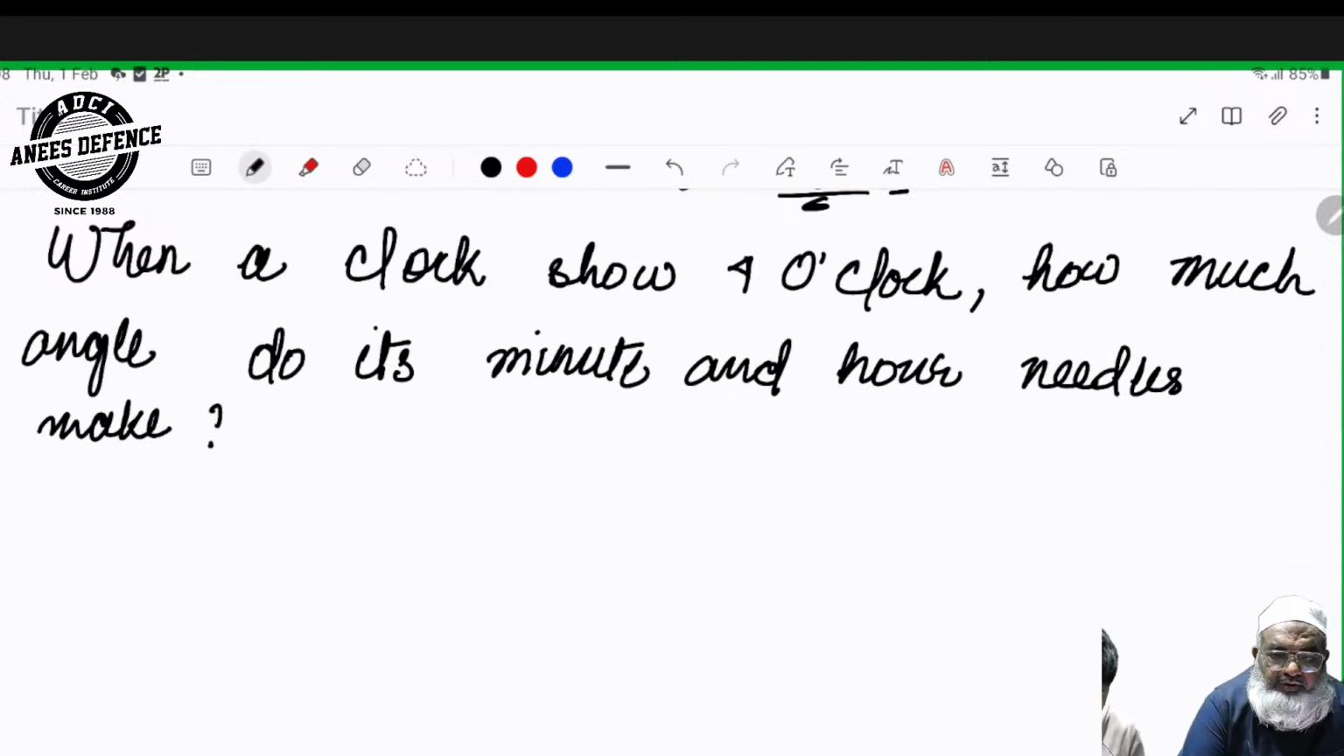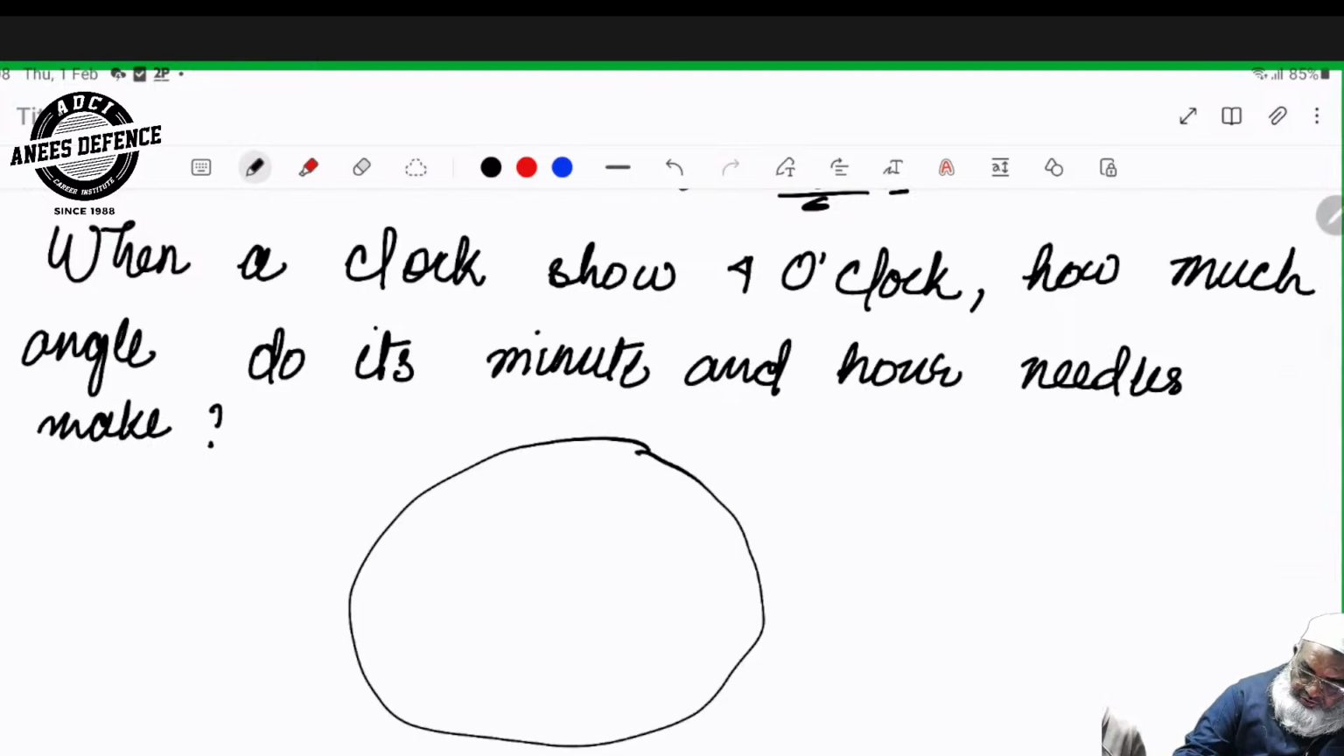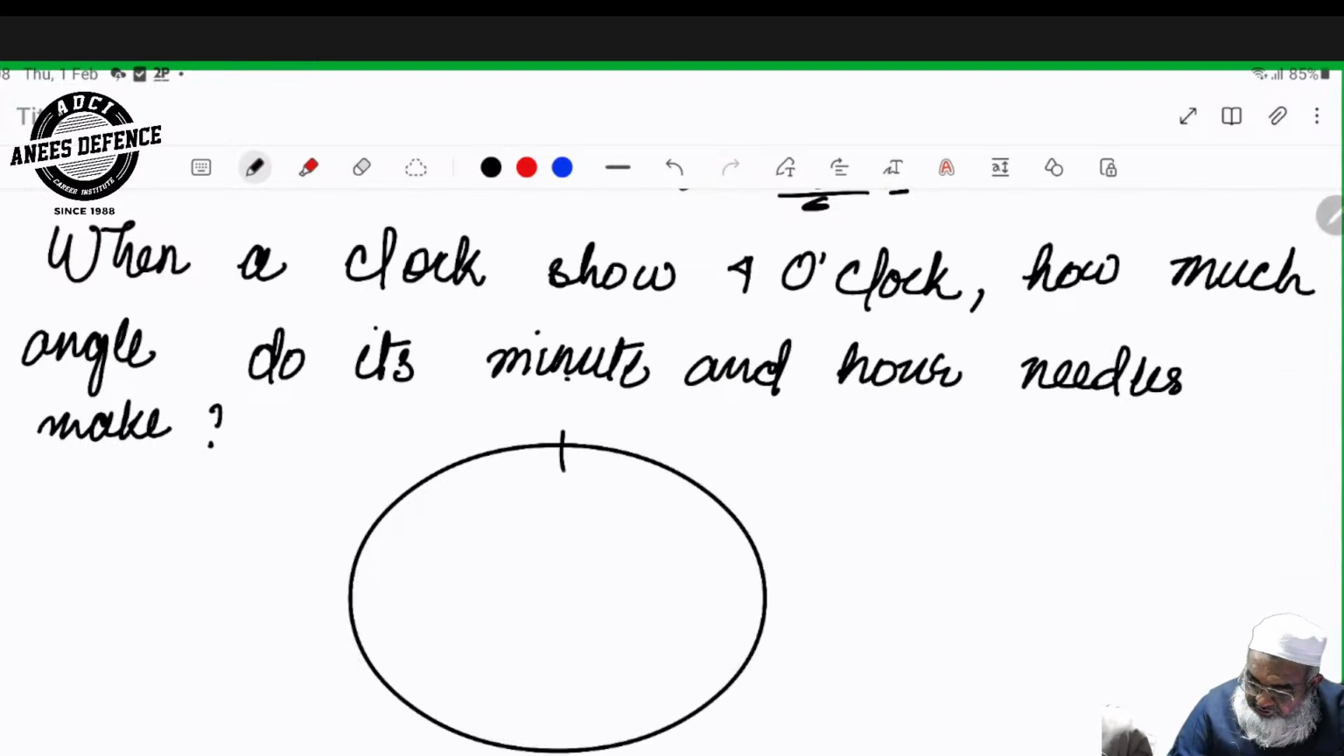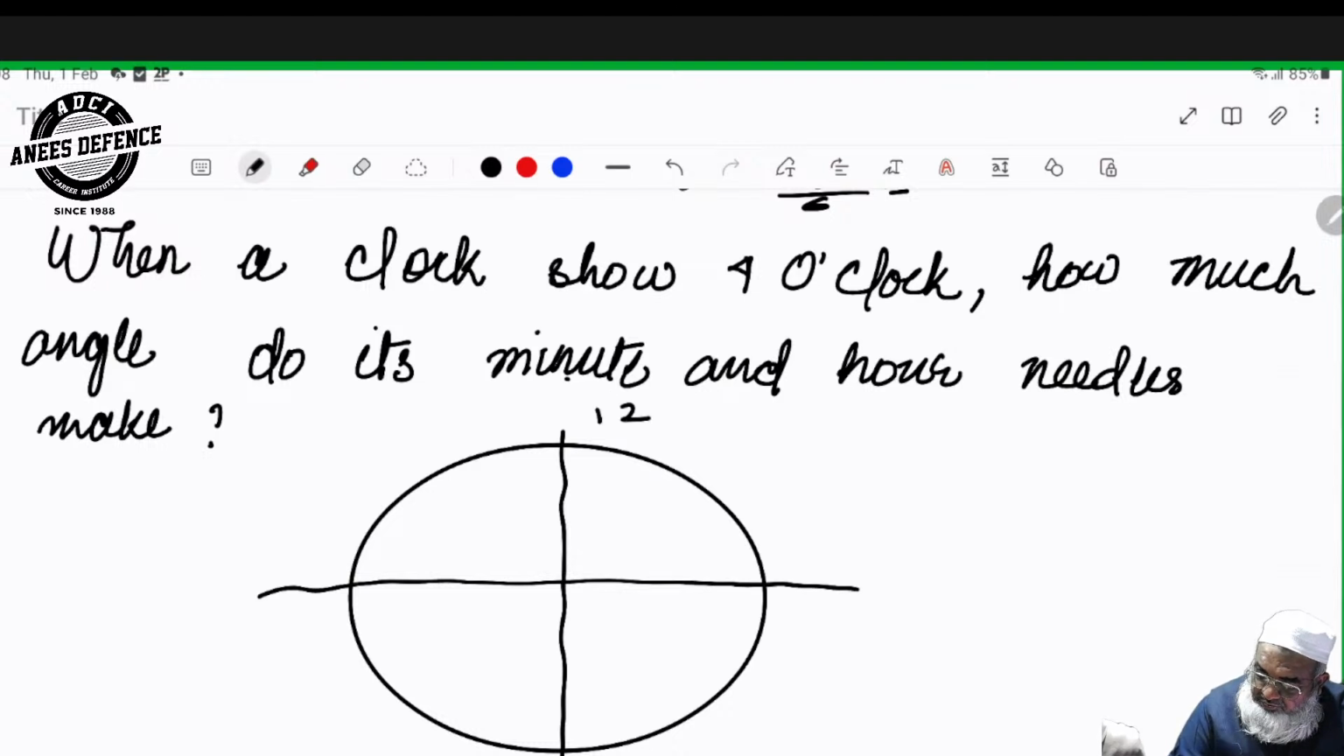What is the question? Read the question. In a clock showing 4 o'clock, how much angle do the minute and hour needles make? 4 o'clock means how will be the clock? Have you seen the clock? This is the clock. Now draw this line. This is 12 o'clock. This is 3 o'clock. This is 6. Where is 4 o'clock?